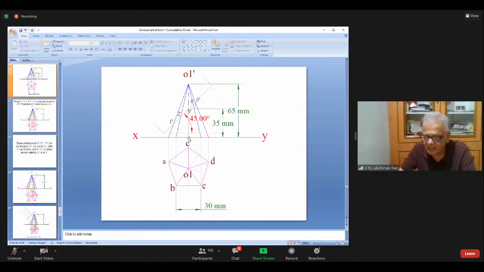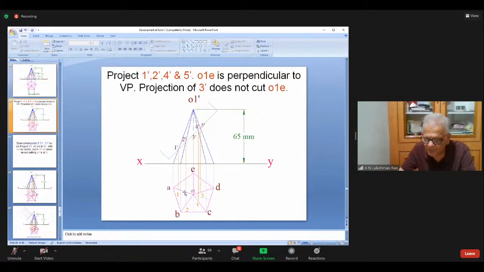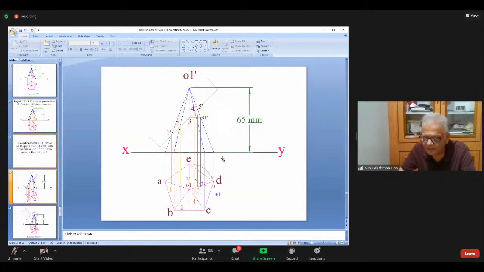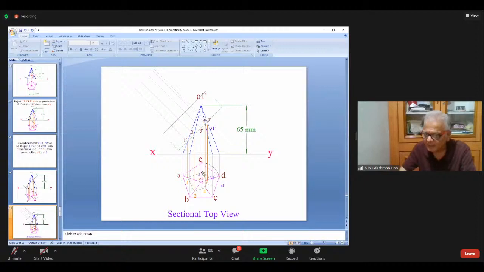To draw the section line, from here, mark 35. Draw 45 degrees, cutting at 1, 2, 3, 4, 5. From 1, 2, 3, 4, 5, draw perpendiculars. Only 3 I cannot draw. It is passing. So, from 3, draw a horizontal line to 3 1 dash. From 3 1 dash, with O1 as center and 3 1 radius, draw an arc at 3. I got all 1, 2, 3, 4, 5. Section top view is over.